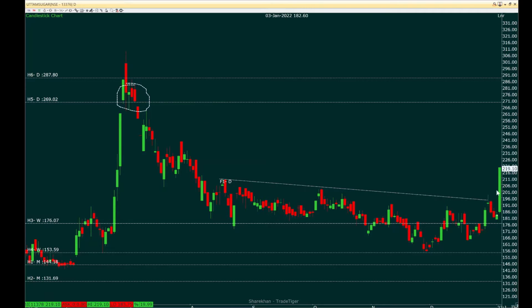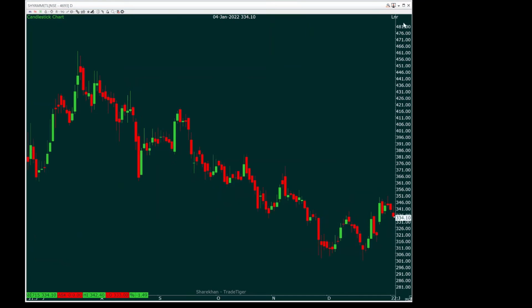So I'm expecting, because there's a significant move here which is about 20%, in this area we can see some price stoppage, and then it may give a better entry opportunity at a lower time frame. So today we are going to talk about Shyam Metalics.